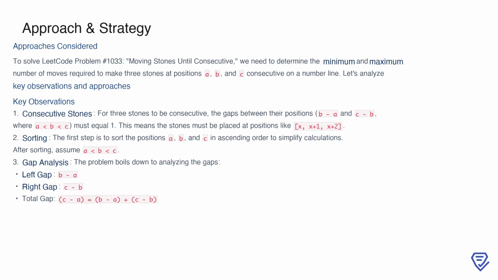Once sorted, we can focus on analyzing the gaps between the stones. The left gap, B minus A, and the right gap, C minus B, give us the total gap, which is C minus A. This gap analysis is crucial for determining how many moves are necessary to bring the stones together efficiently.